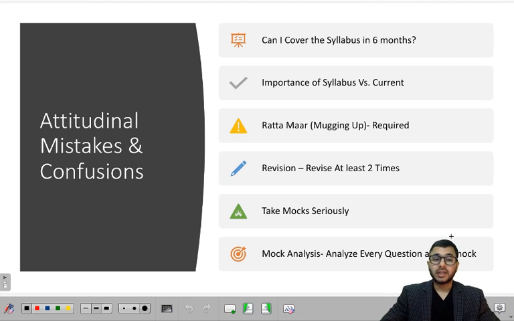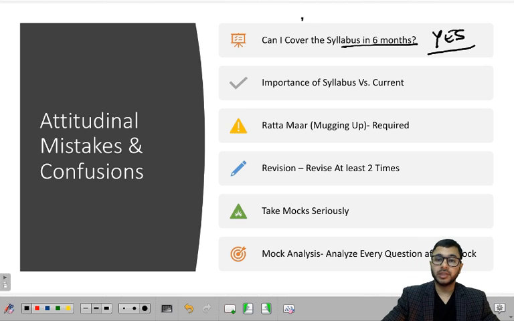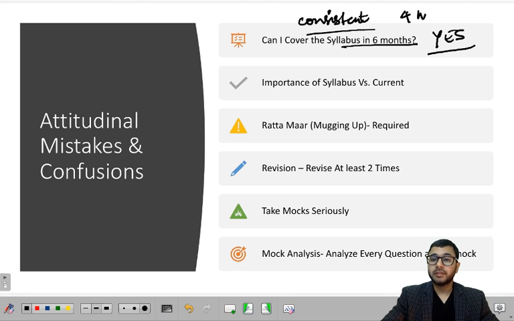Now the third and last is attitudinal mistakes and confusions. Can I cover the syllabus in 6 months? Yes, you can cover the syllabus in 6 months, given that you are consistent with your preparation. That is the most important part. Consistency is the most important part. 4 hours every day, and in these 4 hours you're not touching your phone, you will be done.